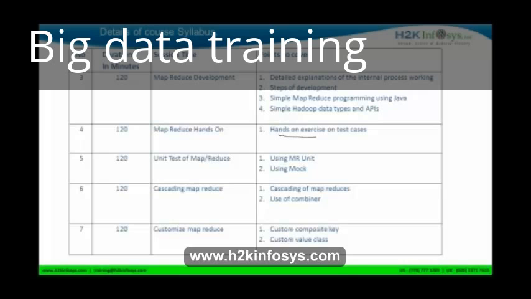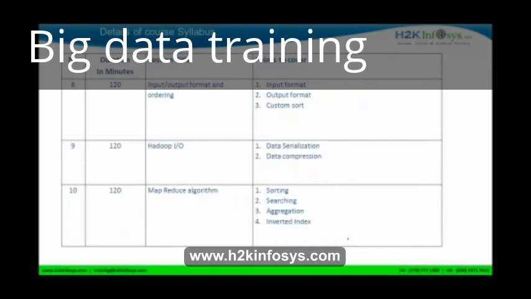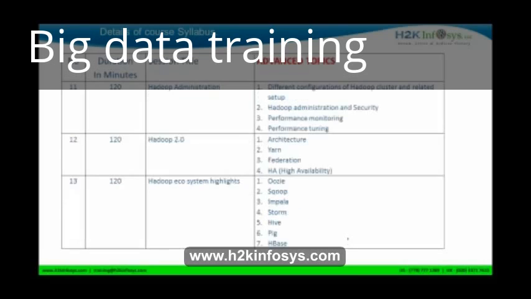You'll be given hands-on exercises, like I was saying, for MapReduce under the topic MapReduce hands-on. You'll be using custom keys, composite keys. You'll be using custom value classes for customized MapReduce. So you see, we have a very detailed syllabus planned for you. These are the advanced topics. The last few sessions will be on these.